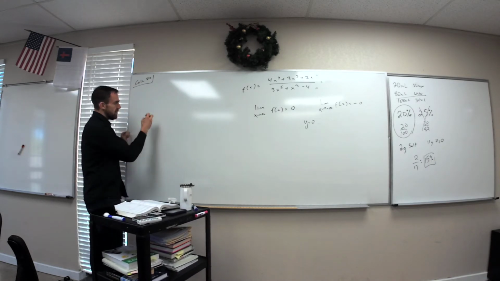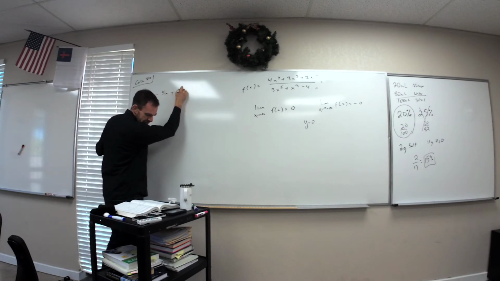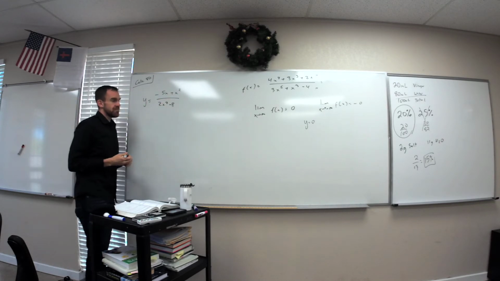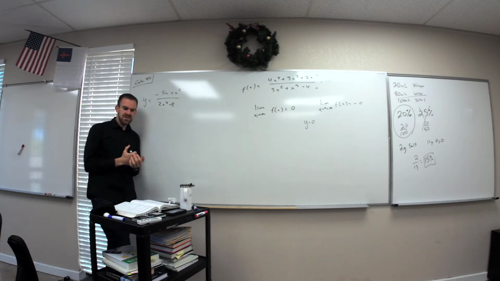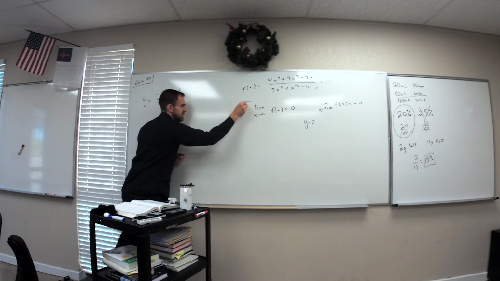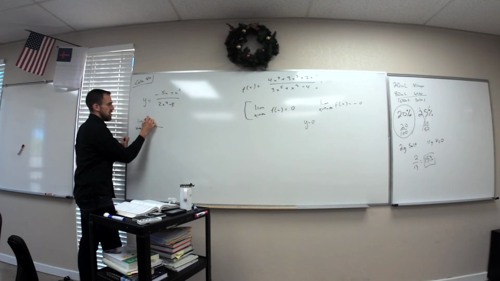So now we're going to graph y equals negative 5x plus x squared over 2x squared minus 8. How do we find the horizontal asymptotes? It's right there. You take the limit at infinity. So what is the limit as x approaches infinity of this?